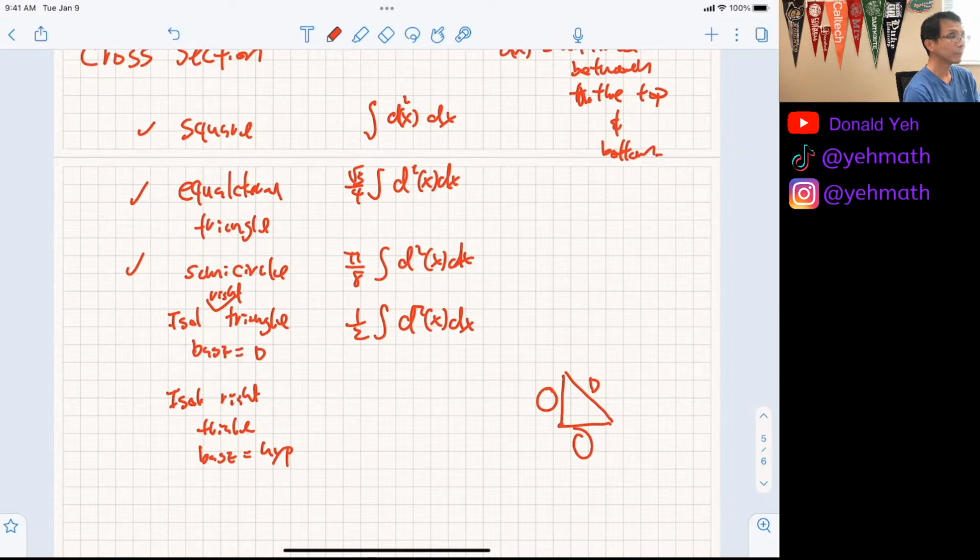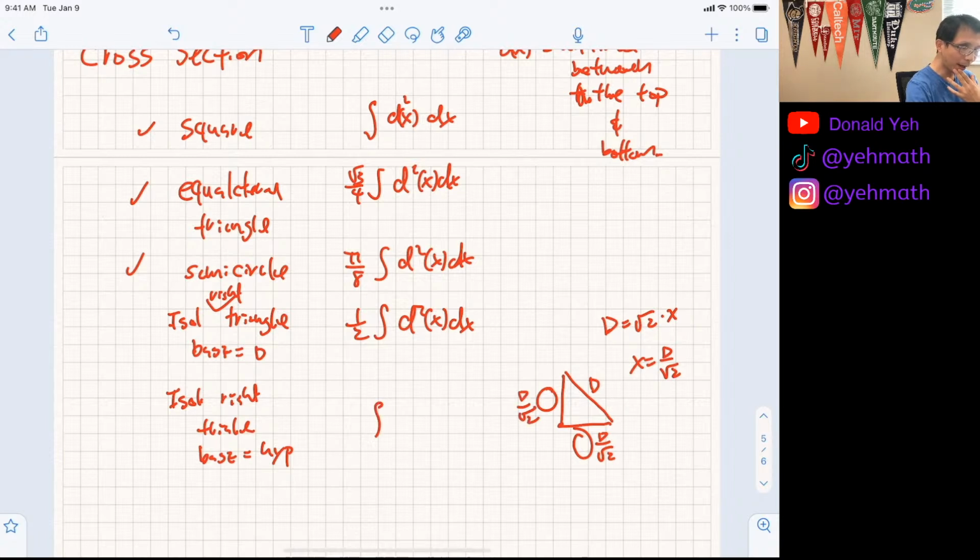Square root 2 over 2. D is equal to square root 2 times the base, right? So the x, right? So x is equal to what? D over square root 2. So this part is going to be D over square root 2. Does that make sense? Yeah.